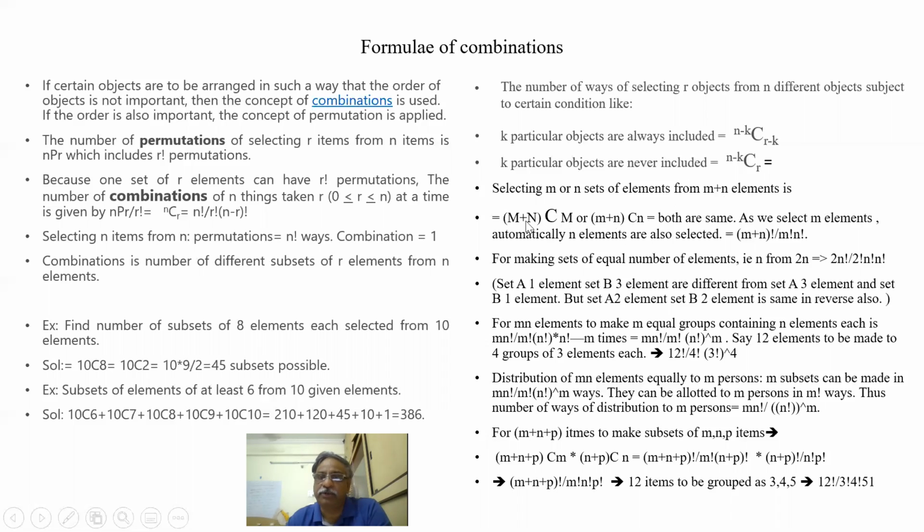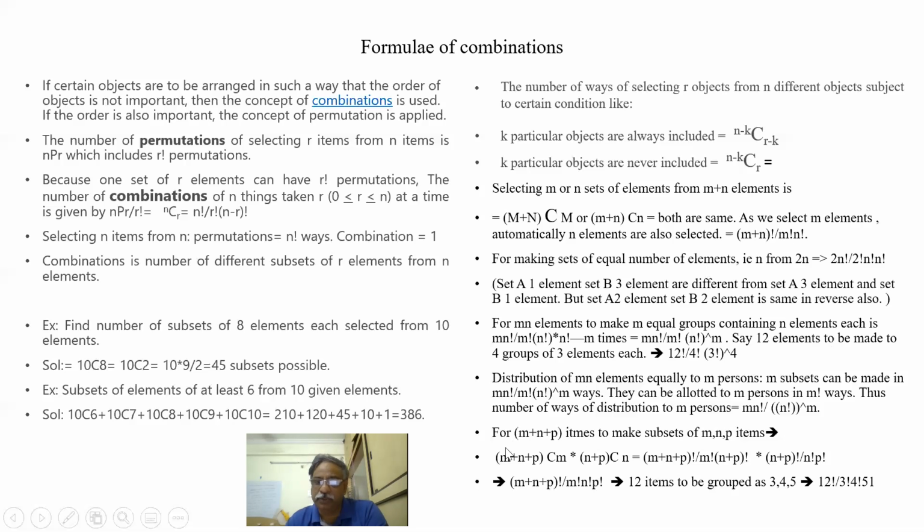So m plus n factorial by m factorial, and this minus this is n factorial. So the answer is m plus n factorial by m factorial and n factorial. Always remember here, these are different numbers. They are not the same numbers. M and n are different numbers.